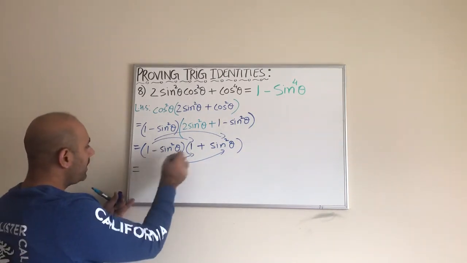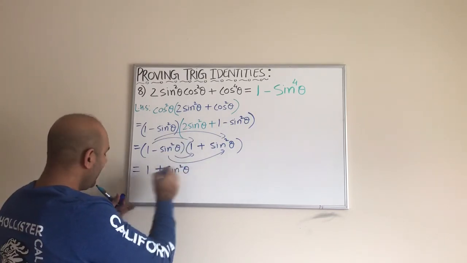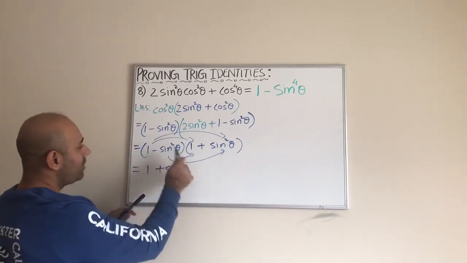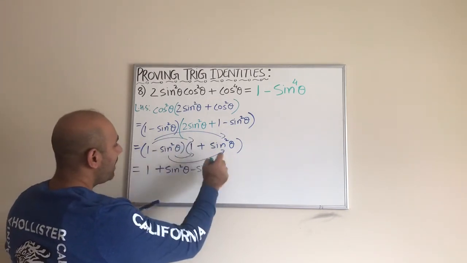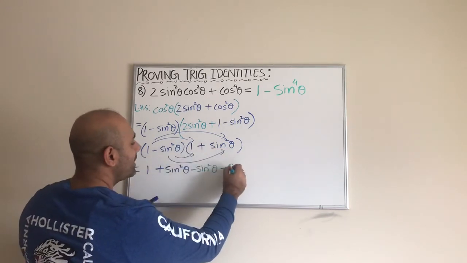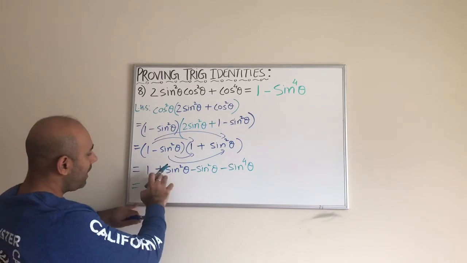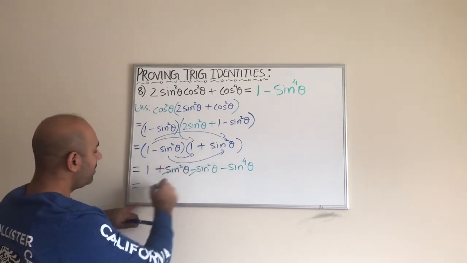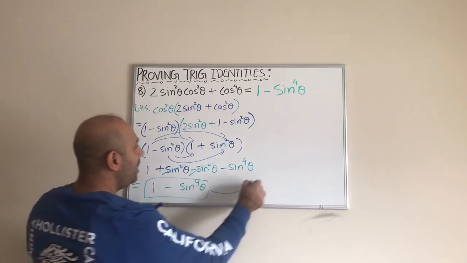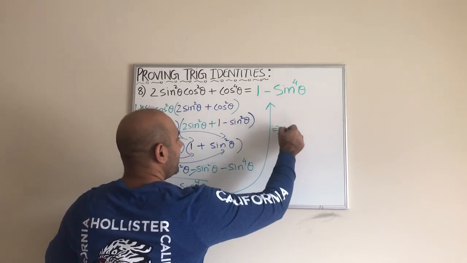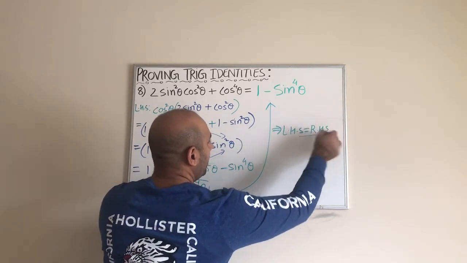Here I'm going to distribute: 1 times 1 is 1, then 1 times positive sine square theta is sine square theta. Then what do I have? I have negative sine square theta times 1 is negative sine square theta. That's good. Then negative times positive is negative, sine square times sine square is sine to the power 4 theta. So let's see what happens here. Positive, negative, same like terms, cross out, 1 minus sine 4 theta, and that is exactly what the right hand side is, which implies that left hand side equals the right hand side.